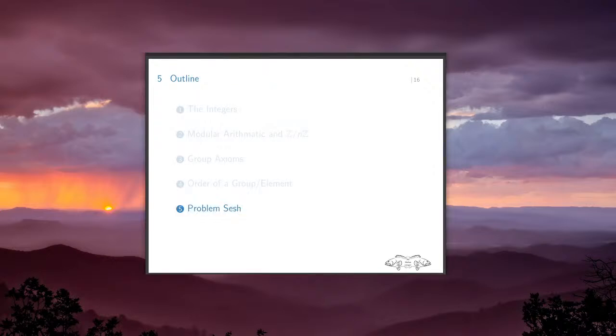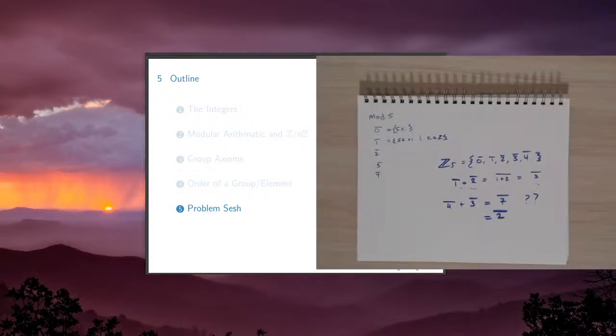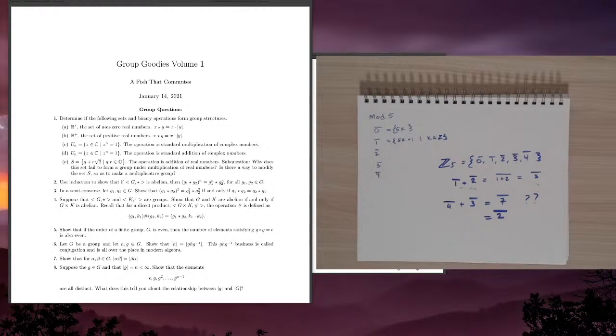Cool. So that's it for the little de facto lecture, or whatever you want to call it. For now, let's do some problems. Let's do it. These problems here are pretty standard. Let's axiom check.